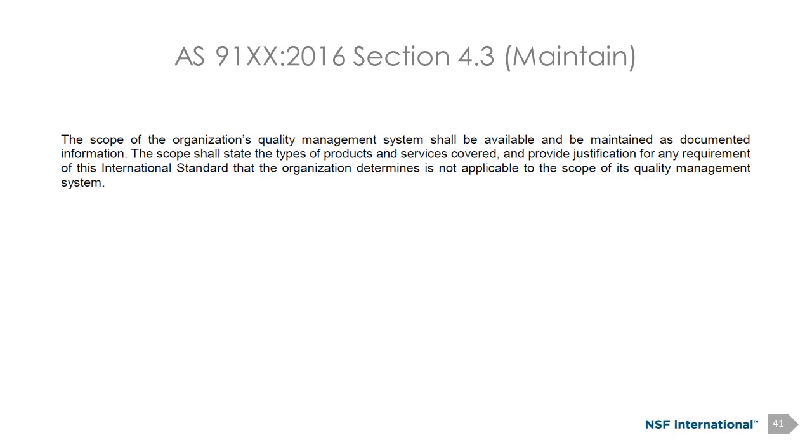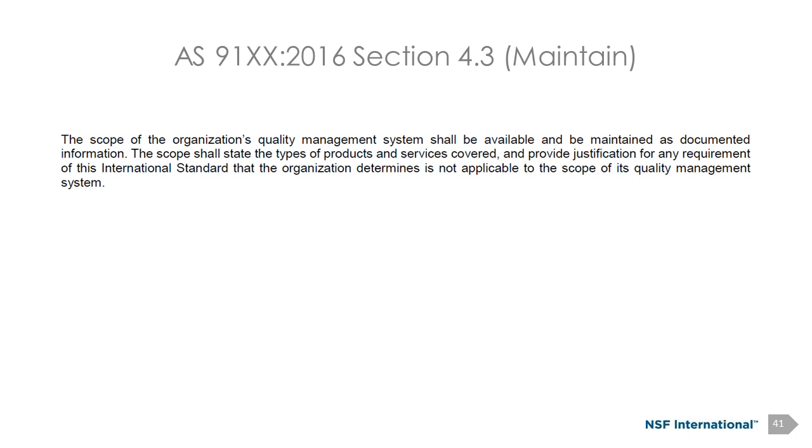So the citations for maintain documented information come from 4.3. It says we need to have the scope of the QMS available and maintained as documented information. Whether it's in the quality manual or otherwise, we need to have this maintained as documented information. Now keep in mind, the scope of the QMS is not the same as the scope of registration. So what we put on the certificate doesn't necessarily need to match exactly. They should definitely be complementary of each other, but they don't have to be identical or verbatim.